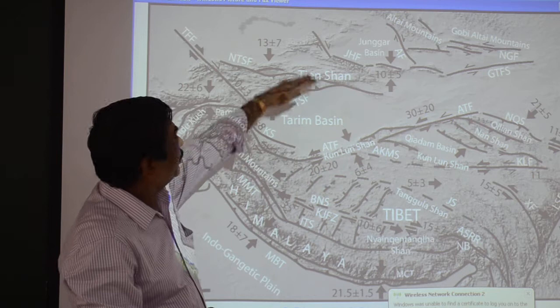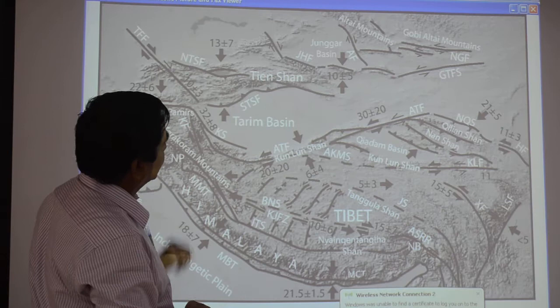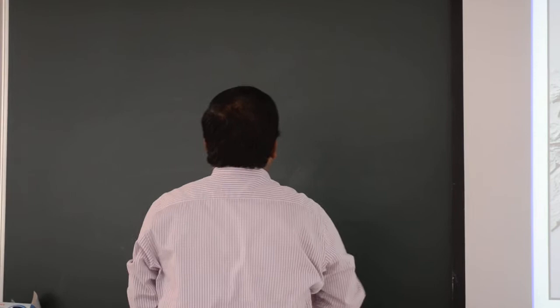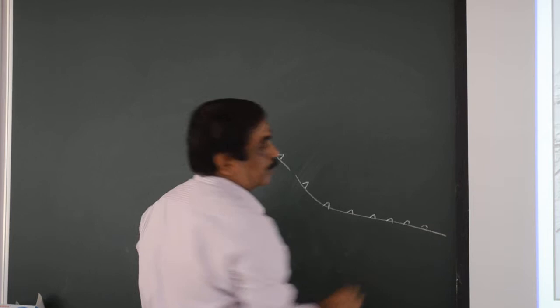Now you see this structure. I'll draw it so that it will be clear to you. It is a very complicated map. Now, here your plate ends. This is the subduction. So we are talking about the China part.